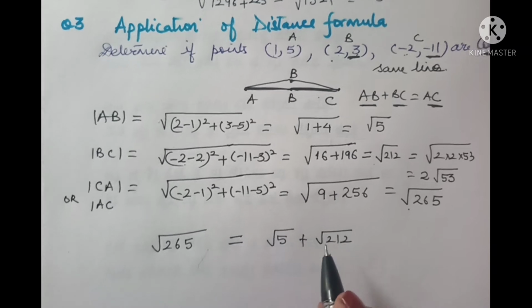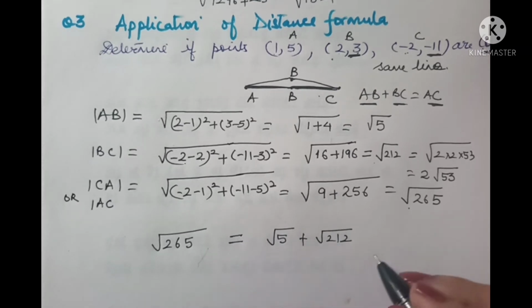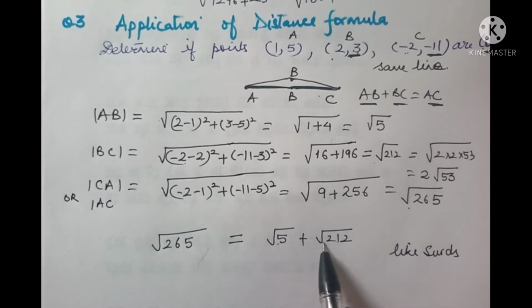You know that to add square roots, we should have like surds. Only like surds can be added. You cannot add 5 and 212. Do you remember this from class 9th? So here I put not equal to.